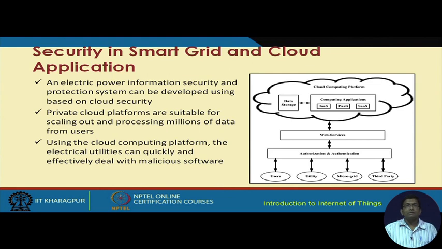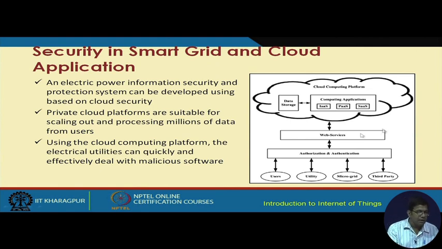So then comes the security aspects, some of which I have already mentioned before. Security in the smart grid is very important. An electrical power system, an electric power information security and protection system can be developed using the cloud security mechanisms. Private cloud platforms are suitable for scaling out and processing millions of data from the users, and using the cloud computing platforms, the electrical utilities can quickly and efficiently deal with malicious software.